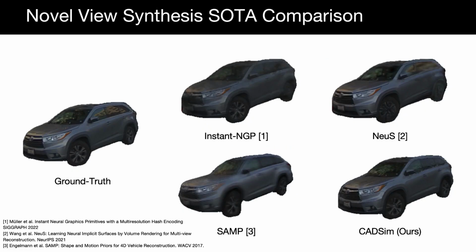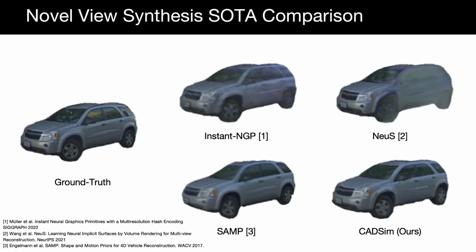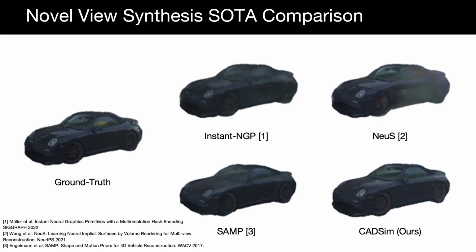Here's a reconstruction of an SUV, rendered at the test view. CADSim's rendered mesh is shown in the bottom right, and the ground truth is shown on the left. Here's another example. We have less blurriness, fewer artifacts, and more complete shape than other approaches.